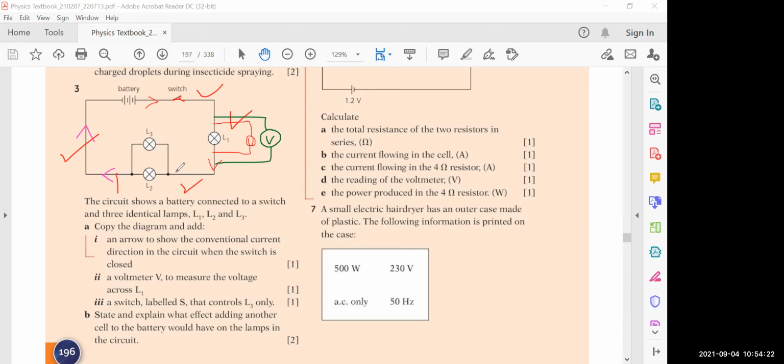You just connect a voltmeter here. That is the right way. Connect a voltmeter in parallel. If they say put a voltmeter in parallel with L3, connect here. If they say put a voltmeter in parallel with L2, draw here. L1 you have seen here, the voltmeter will be here. And across a parallel combination, just draw here.